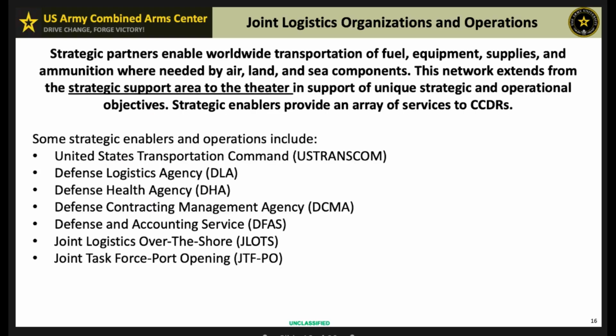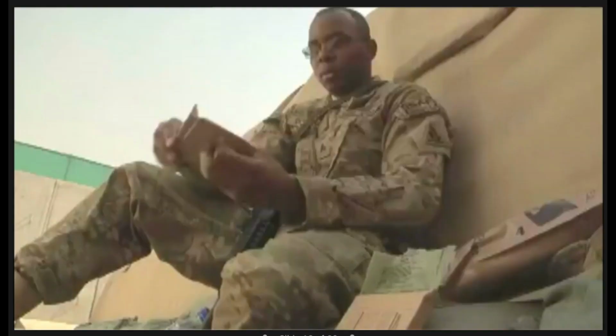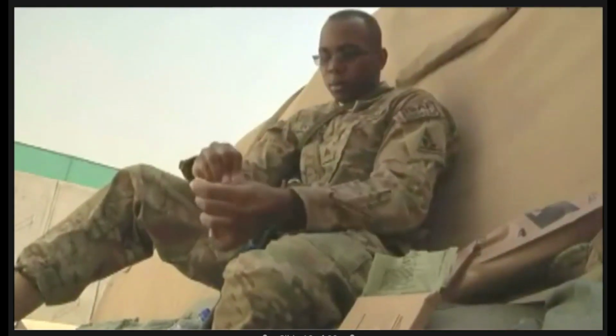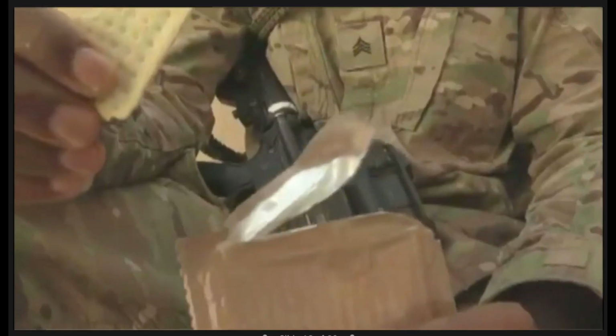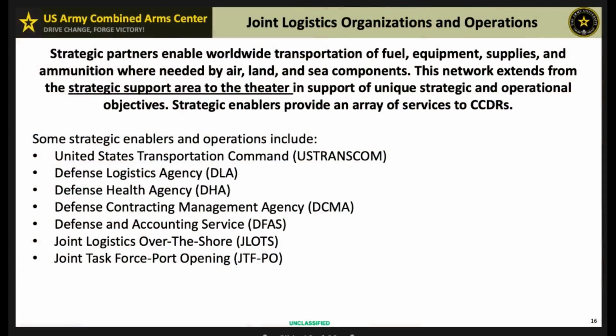This slide outlines the joint logistics organizations and operations that enable the worldwide transportation of troops, equipment, supplies, and ammunition by air, land, and sea components. This network extends from the strategic support area to the theater, supporting unique strategic and operational objectives.